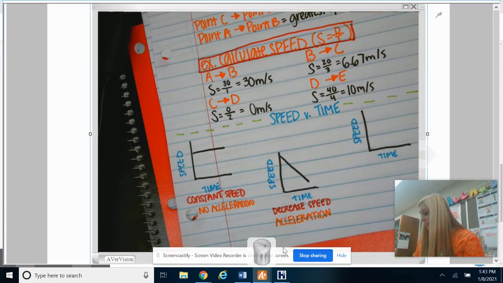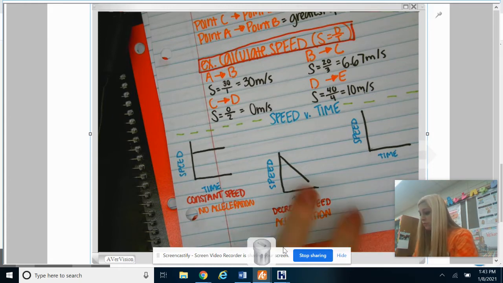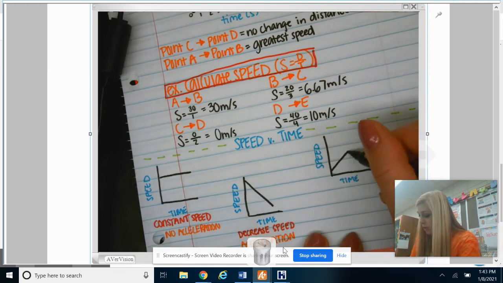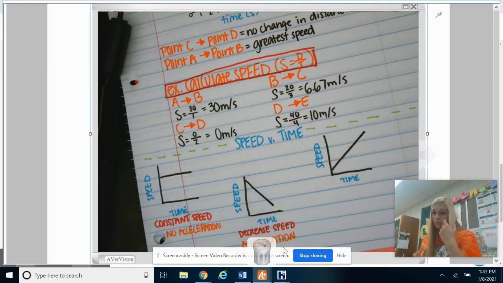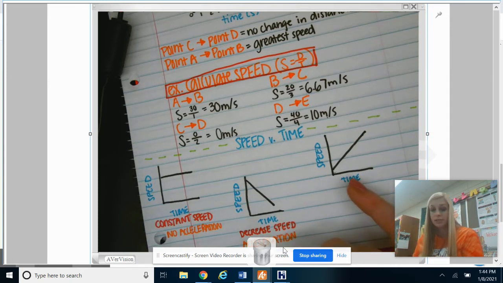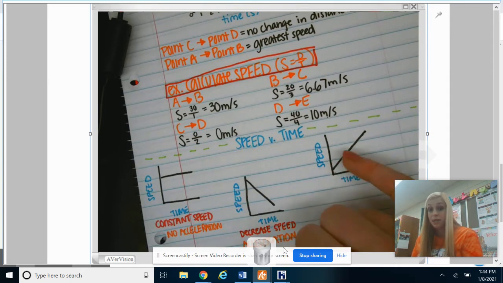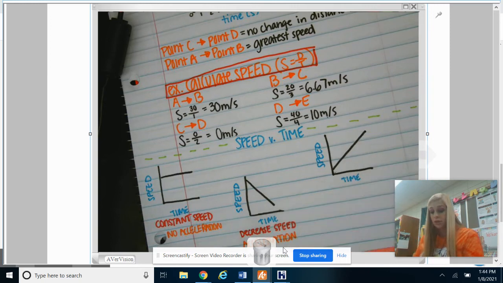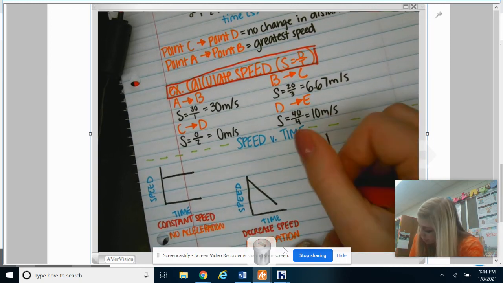All right, last one. We're going to make this graph look like this. So what's happening here? What's our speed like in the beginning? It's pretty low. What happens as time passes? Speed increases. So let's put increase speed.